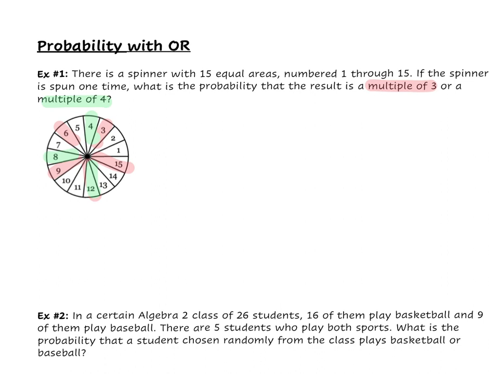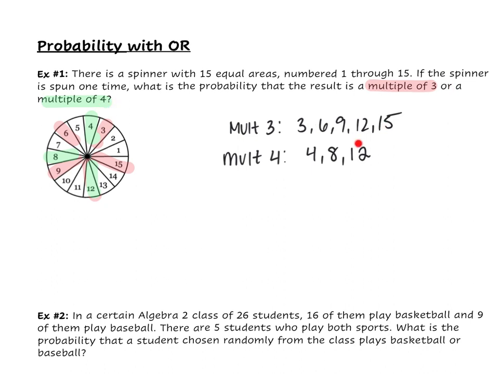So if I'm doing the multiples of 3, we had 3, 6, 9, 12, and 15. And multiples of 4 were 4, 8, and 12. So I want to know what's the probability that this result is this or this. So all we have to do is just add them all up. Just make sure you don't count any doubles. So we have 3, 6, 9, 12, and 15. I'm just writing down the multiples of 3.